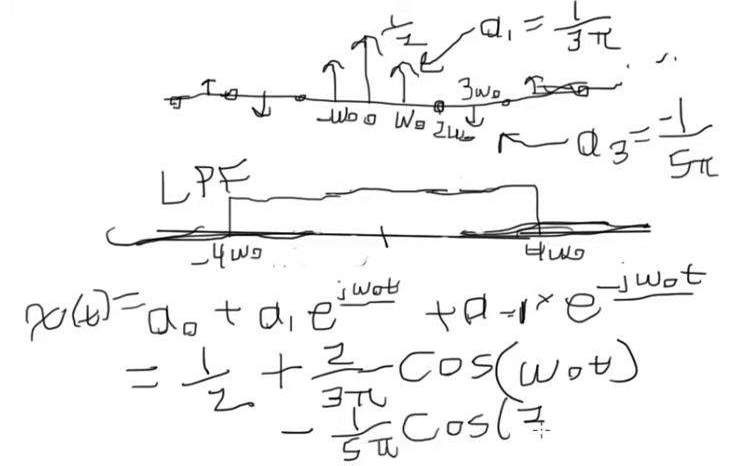Cosine 3, I'm sorry. This is actually just 1 over pi. This is 1 over 3 pi. There. So this is just 2 over pi. And this is 1 over 3 pi.